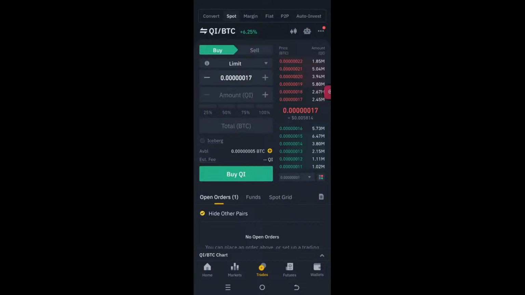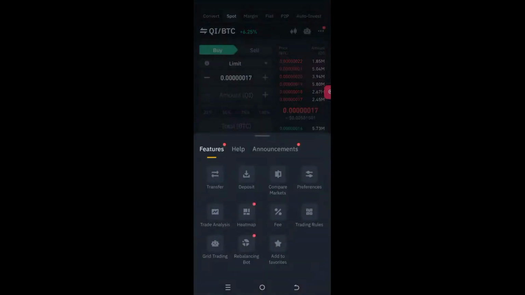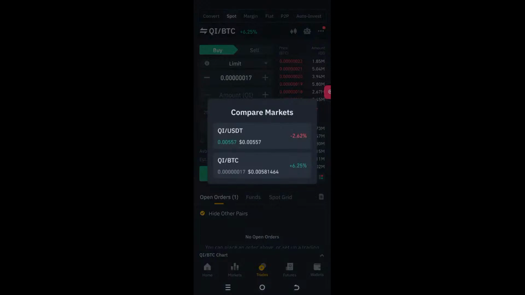For your information, we're not doing any live trade right now. We're just looking at the nuances that go on in the market. Let me show you through the compare markets. Right now we have QI, USDT, and BTC here, and we want to check which one is cheaper, because don't forget, we are buying low and selling high. These are the two markets where QI, our target coin, is listed.